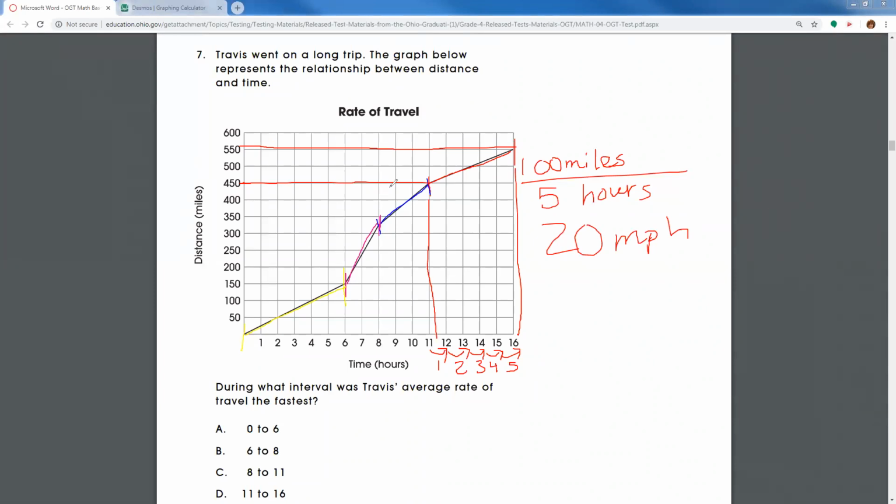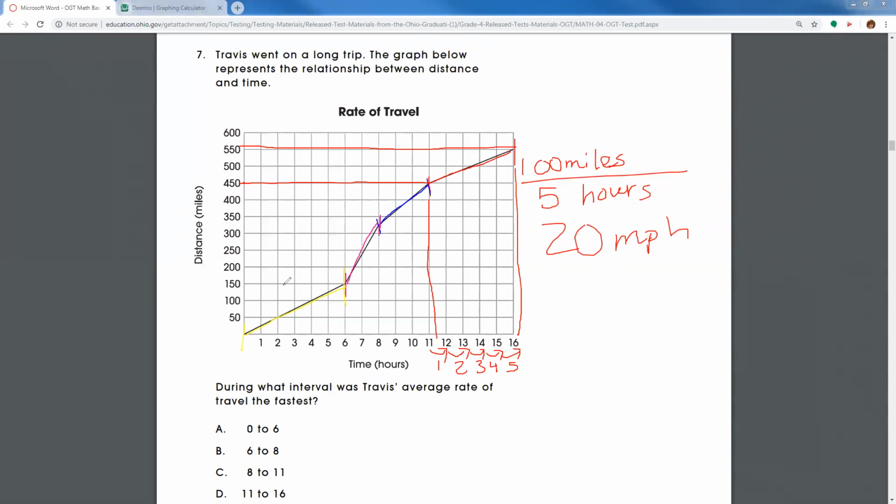So it wasn't just that it was the highest piece. That didn't necessarily make it the fastest. We want to go the biggest distance in the shortest amount of time. So I would go with the bottom one. Okay, bottom one. Let's check.